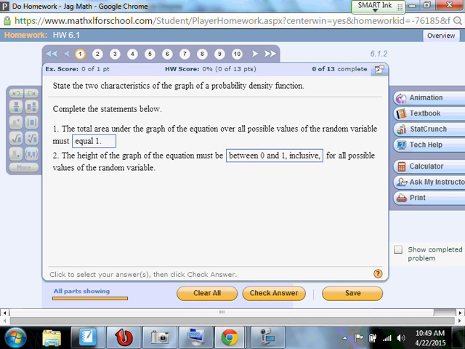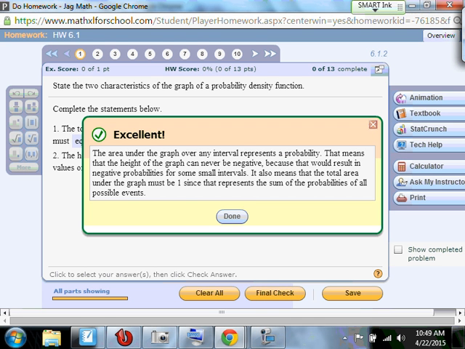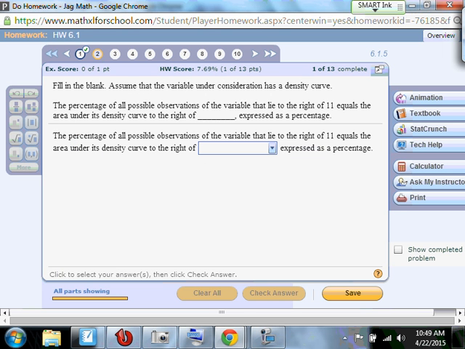But I think number 2 we got to change. Greater than or equal to 0, let's try that one. There we go. So far so good. All right. Moving on to the next one.